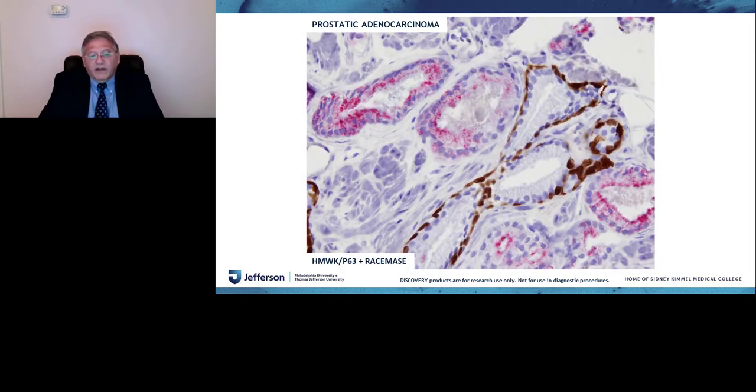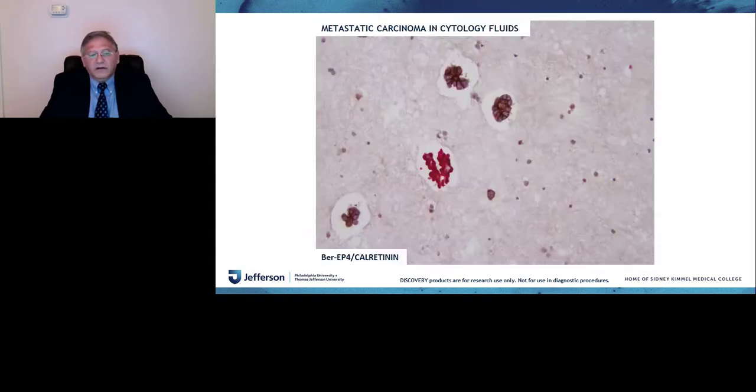Here we have a section from a prostate, and you see the racemase is the cytoplasmic granular red stain that indicates prostatic adenocarcinoma, while the glands that are lined by P63 and high molecular weight keratin, both of them as brown, highlight the benign prostate glands. So this is how you're using this double stain, which is actually a double stain, but 3 antibodies.